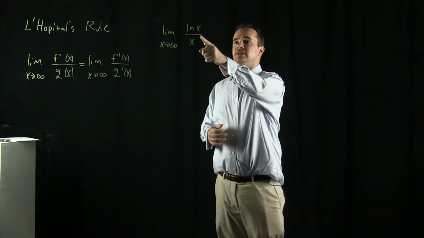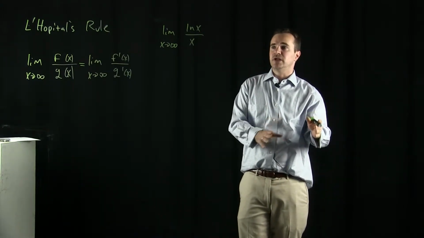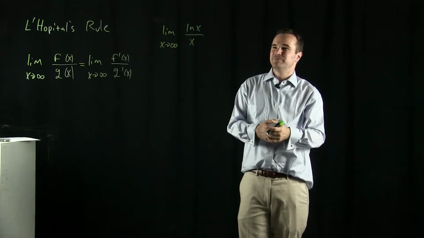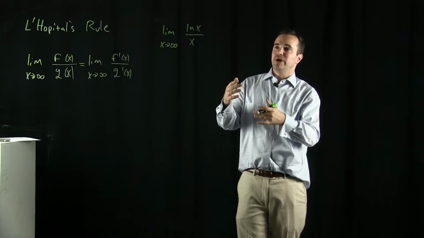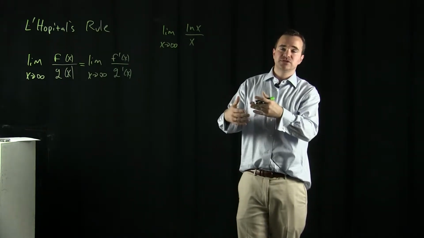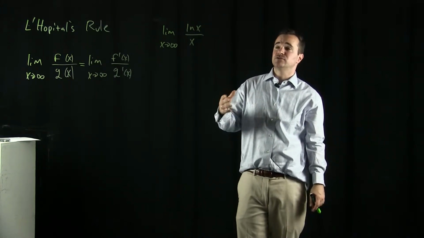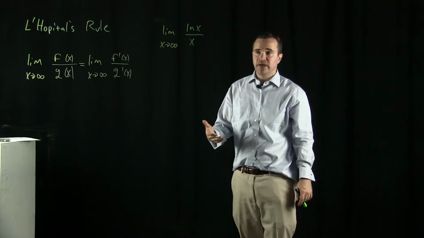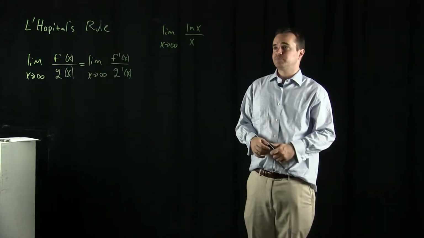So you know that natural log of x goes to infinity as x goes to infinity. You know that x goes to infinity, of course, as x goes to infinity. And then you're asking, but how fast, relative to each other? So if natural log of x goes to infinity twice as fast as x, then you're going to expect that this limit will be equal to 2, for example.